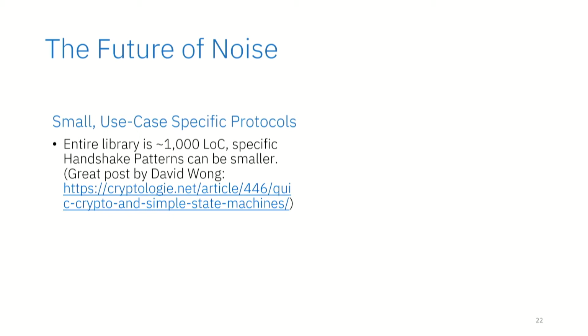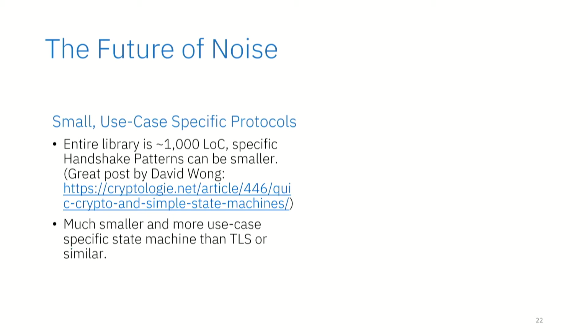There's a great post by David Wong that compares Noise to existing work, and it's really cool because it gives you an intuition of how this stuff can be used in the wild. Even here at Real World Crypto, I've already met people who are using Noise for stuff that I didn't know about, which is great. And it has the potential to be much smaller and to have a more use case specific state machine than TLS or similar.